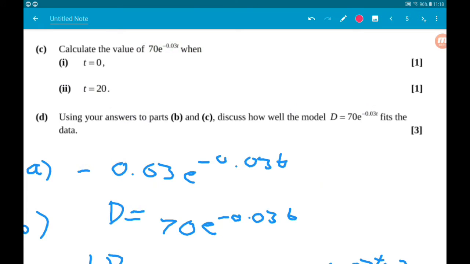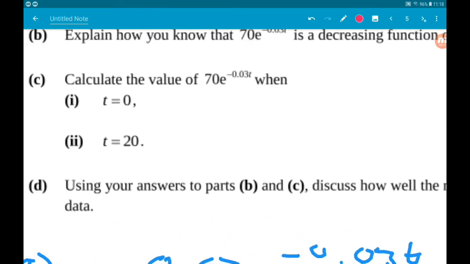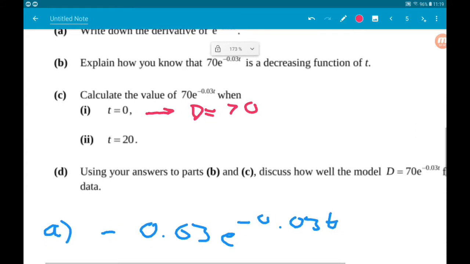Okay then, part C, just calculate the value of D when, first of all, t is equal to 0. So, when t is equal to 0, we get 70e to the power of 0. Anything to the power of 0 is 1. So, 70 times 1 gives us 70. And then, secondly, we want to calculate the value of D when t is equal to 20. So, just substituting t is equal to 20, and we will get to the nearest degree, 38 degrees.